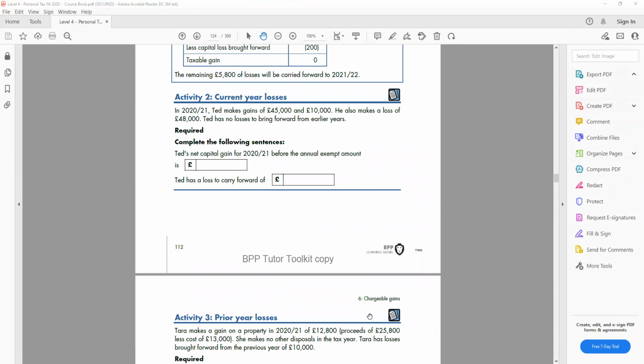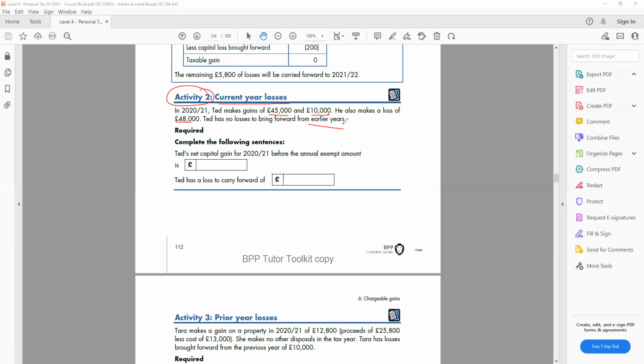So the next one we have is activity 2. We have current year loss, so loss from the same year. In 2021, Ted makes two gains, 45,000 and 10,000. He also makes a loss of 48,000 the same year. Ted has no losses to bring forward from the earlier year.